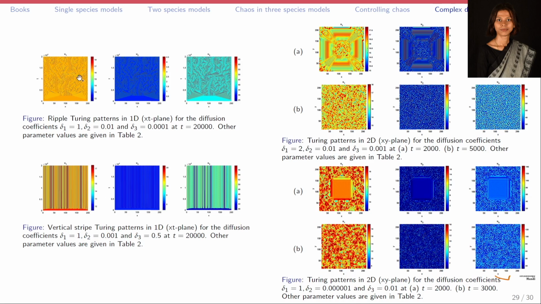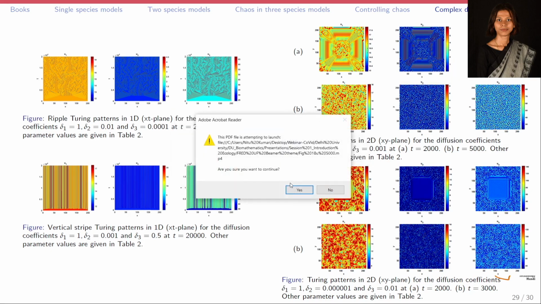Further, we have also seen a Turing pattern in the mathematical model, as can be seen from these two figures. It's a one-dimensional Turing pattern, a ripple type Turing pattern, and this is a vertical stripe Turing pattern. In the two-dimensional domain as well, we saw a range of Turing patterns, as can be seen here.